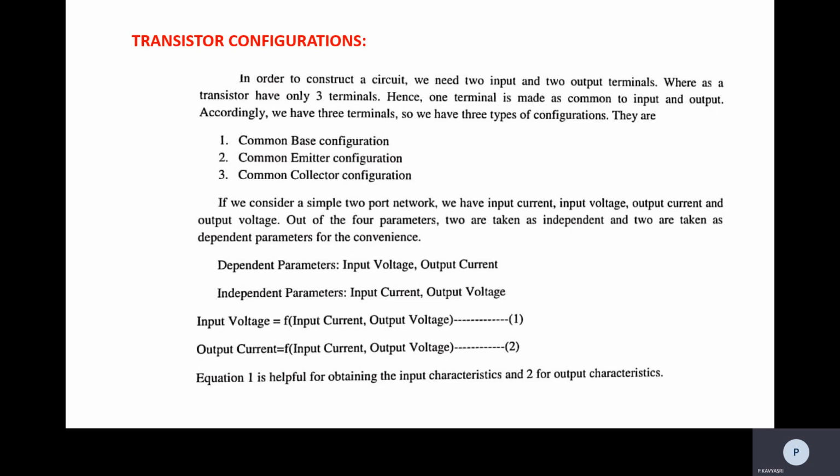In any configuration, we have four parameters. They are input current, input voltage, output current, and output voltage. Out of these parameters, two can be considered independent parameters and two can be considered dependent parameters. So now we will see what they are. Dependent parameters are input voltage and output current. Independent parameters are input current and output voltage. So now we will see the configurations one by one.